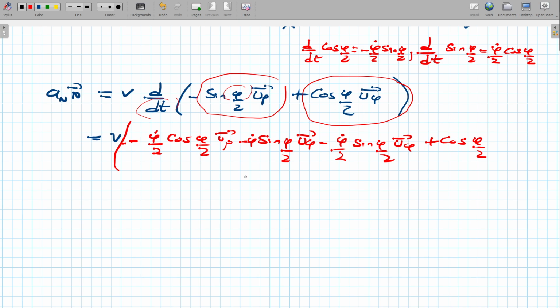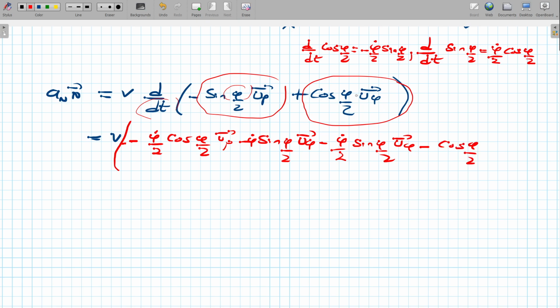And then when we differentiate this, we leave the first vector, the first item, alone, then we differentiate the second one. The second one is going to come with a minus. So we're going to have minus phi point divided by 2, then minus phi point divided by 2. Here we leave the cosine component alone. So we're going to have cosine phi divided by 2.